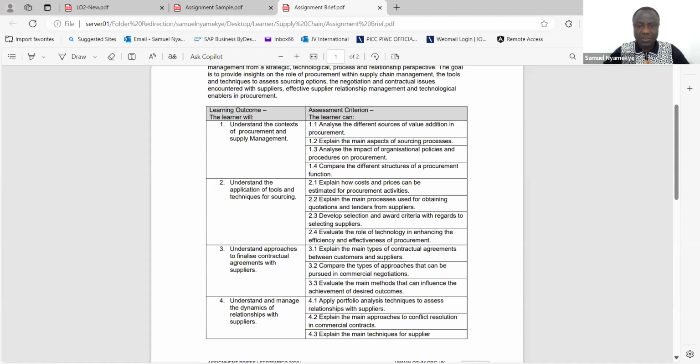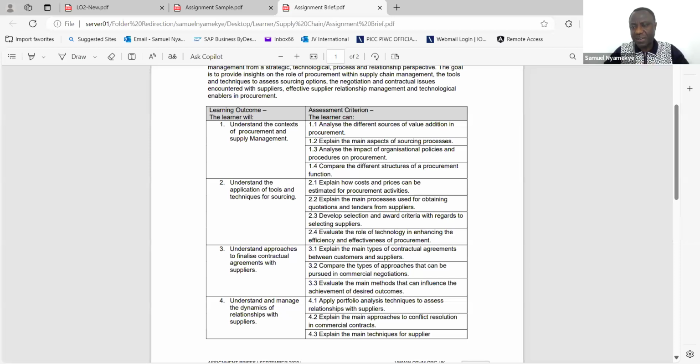It's important for us to look at the assessment criteria, because that is where you are supposed to at least be meeting them. And that is what is going to give you the marks to be able to pass. So we've learned learning outcome 1, analyzing the different sources of value addition in procurement. We've established that procurement is not like purchasing, but looking at the overall process and looking at where you can add value or bring savings.